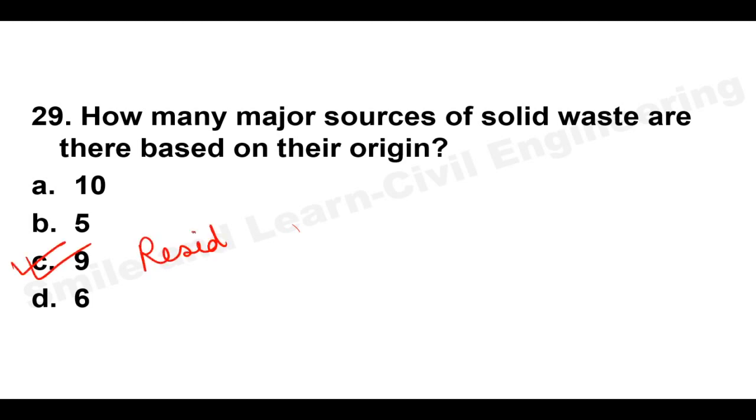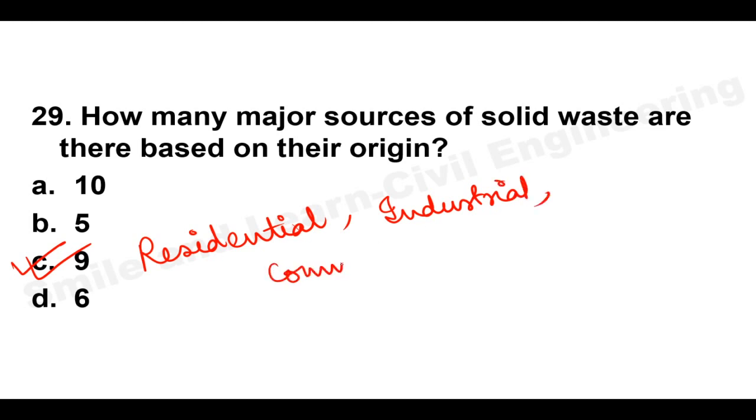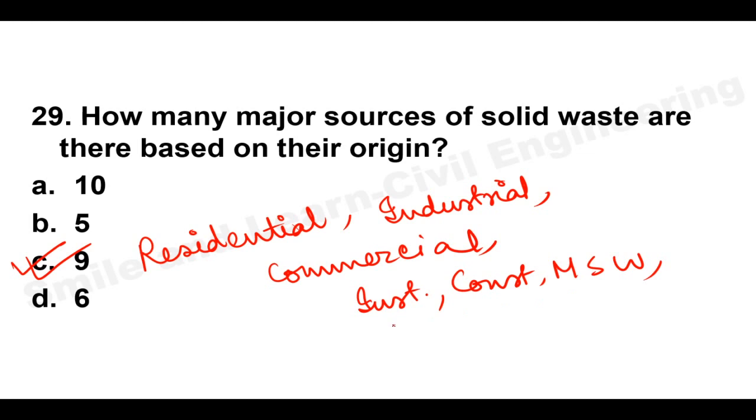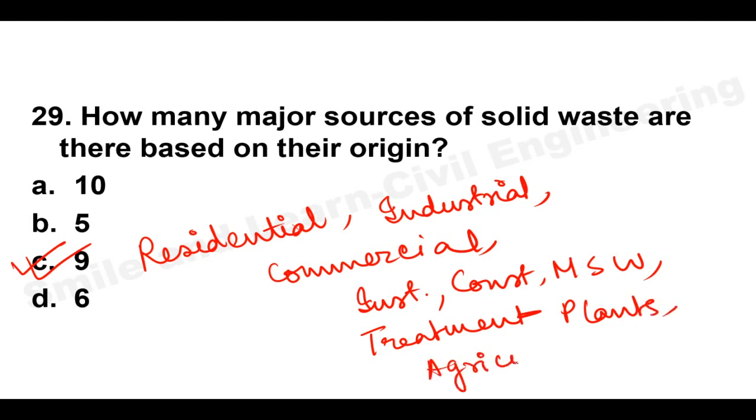Like residential is one of the things, industrial, commercial, institutional, construction, municipal solid waste treatment plants, agricultural and biomedical. So these are the 9 categories of solid waste.